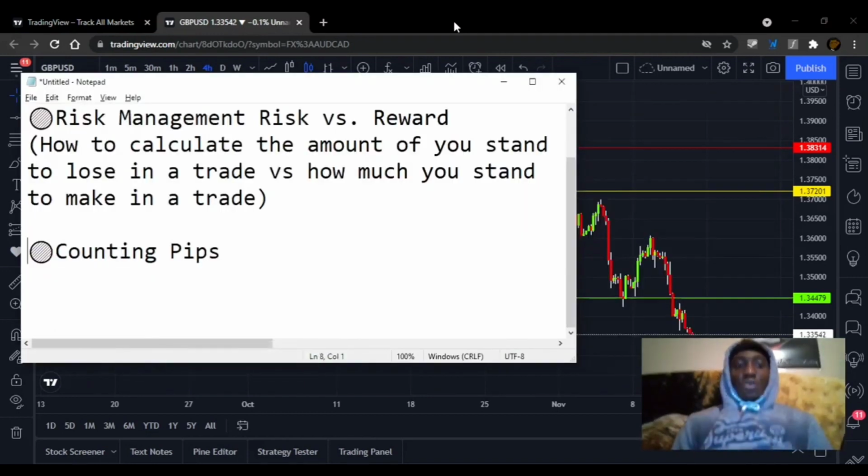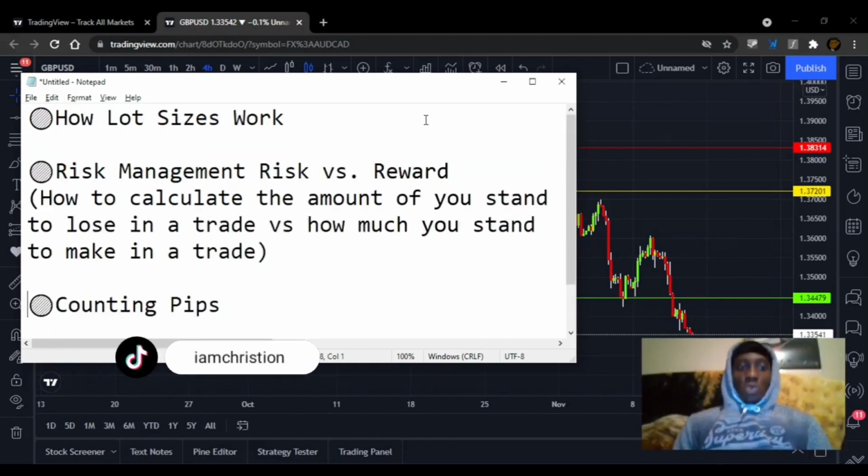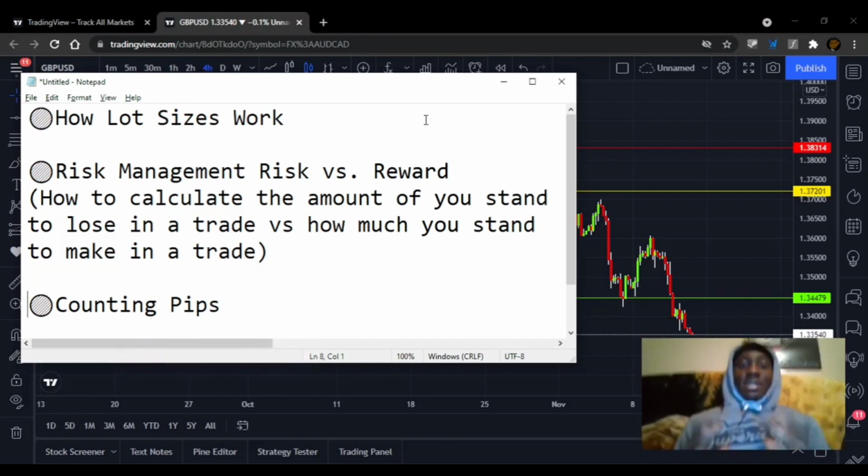Today I'm going to be teaching you exactly how you can calculate risk management versus risk reward, how lot sizes work, and exactly how to count pips, right? Now, these are basic things that every trader must know how to do. You will not be consistently profitable if you do not know how to do these things, okay?